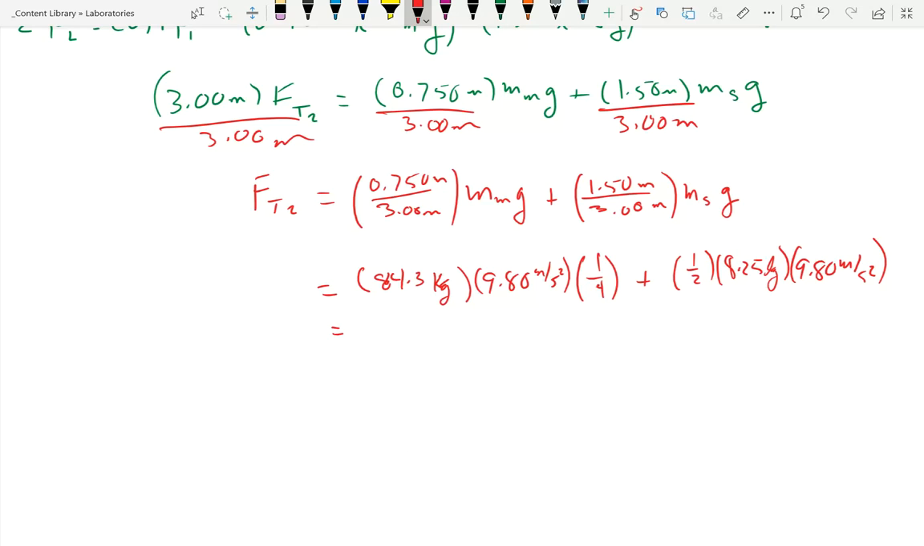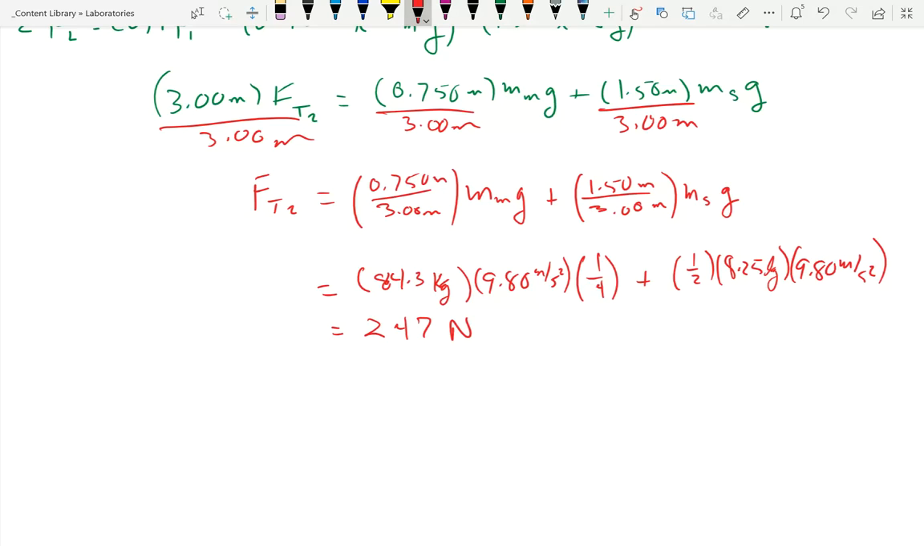So what do we get for that force of tension 2? Okay, and I am blindly trusting 246.9, is that what you said? So 247 to round off. Okay, so there's force tension 2.